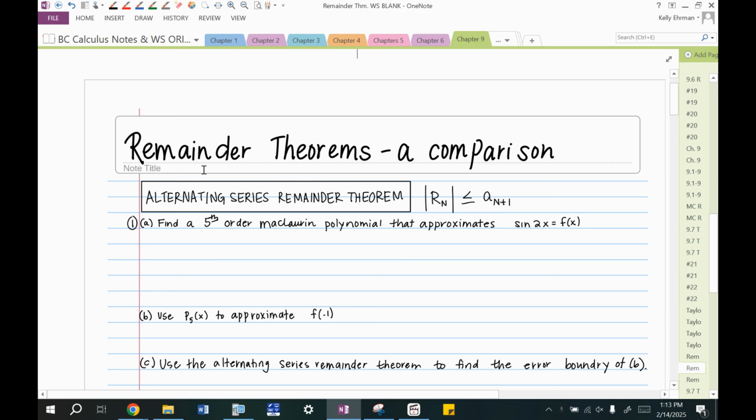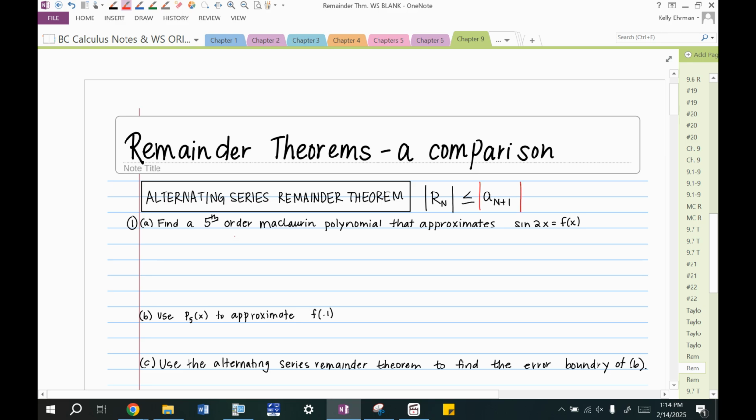This is where if you have a series whose terms are actually alternating between positive and negative every other term, then you don't really need the Lagrange error bound. You can just use the alternating series remainder theorem, which says that the largest error you will ever have is that first neglected term. So if you use a third order polynomial to approximate a series, then the fourth term is the largest possible error. And that is an absolute value, by the way.